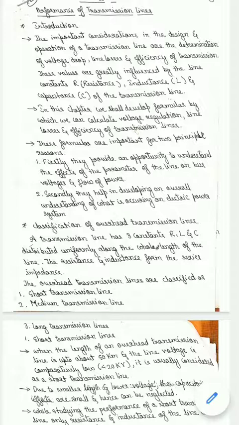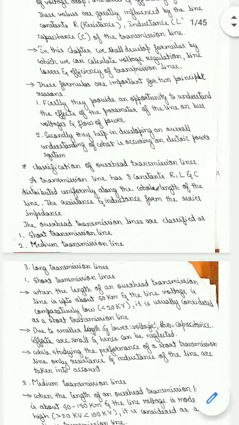Variation in parameters. We will now read about the classification of overhead transmission lines. Overhead transmission lines are classified into three: short transmission line, medium transmission line, and long transmission line.